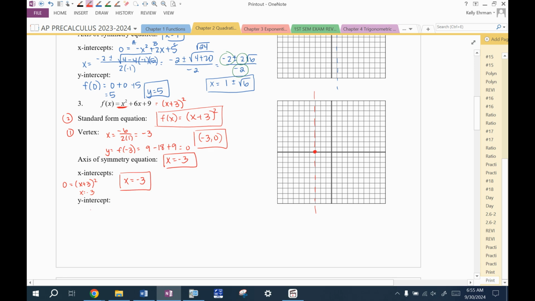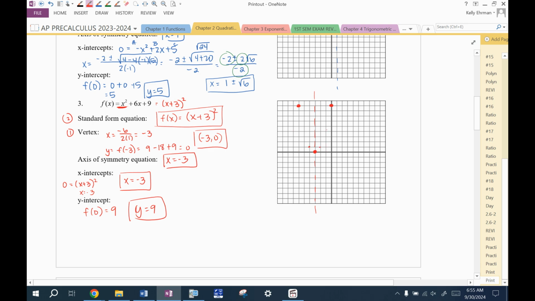For the y-intercept, if you plug in 0, you get 0 plus 0 plus 9. So y equals 9 is the y-intercept. So I can plot that. And then here's how you can use the axis of symmetry. This is 3 units to the right of the axis of symmetry. So reflect a point that's 3 units to the left of the axis of symmetry, and that fits our value as well. You are allowed to plot more points.